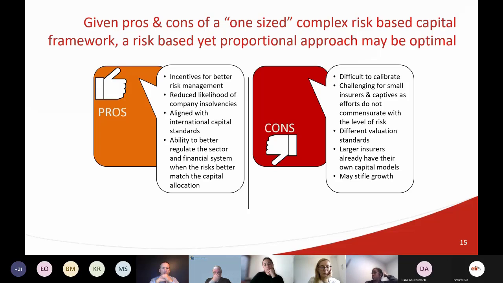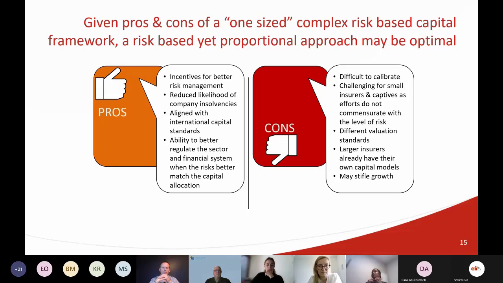So we talked about risk-based, the incentives for risk-based: it's an incentive for better risk management, it reduces the likelihood of company insolvencies, it's aligned with ICP and international capital standards, and it gives the ability to better regulate the financial system when the risks better match the capital allocation. So we want to keep all of that.